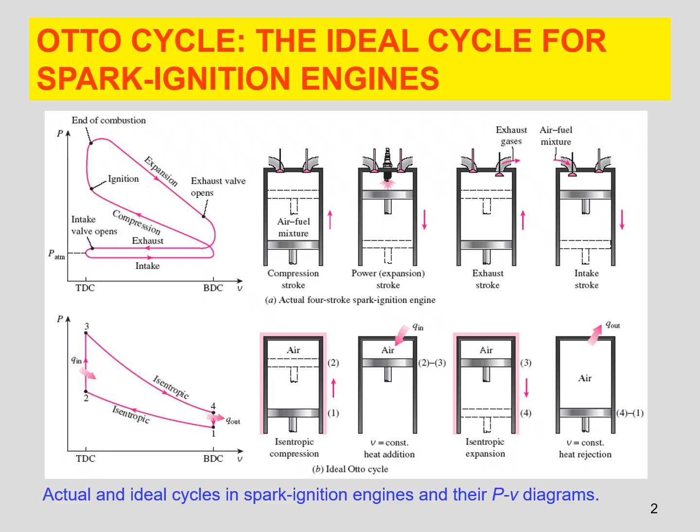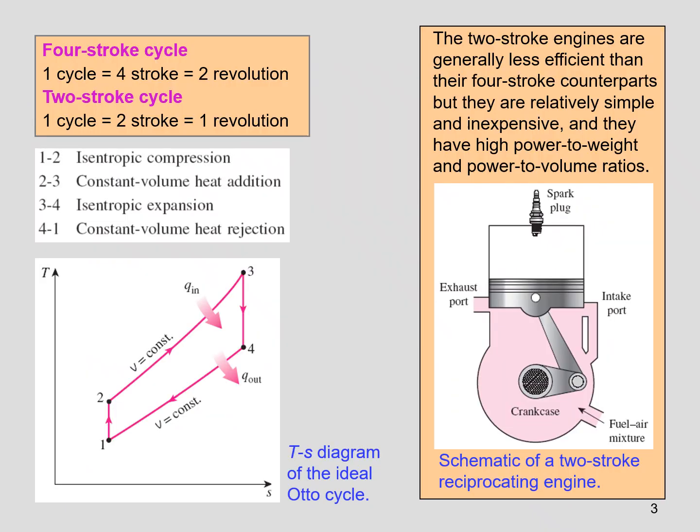And the next one, 3 to 4, is isentropic expansion. From the top position, the piston moves to the bottom position. That is the isentropic expansion. And the final one is the constant volume heat rejection, 4 to 1. So the PV diagram is very important for the ideal Otto cycle. Again, the Otto cycle consists of 1 to 2 isentropic compression, 2 to 3 constant volume heat addition, 3 to 4 isentropic expansion, and 4 to 1 constant volume heat rejection, 4 processes.